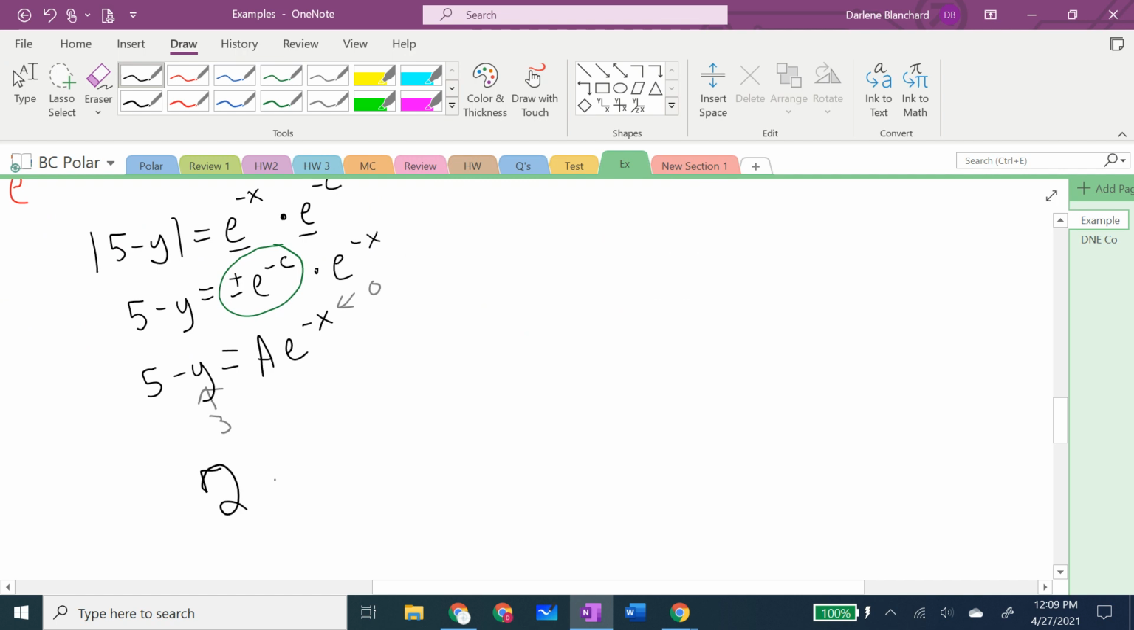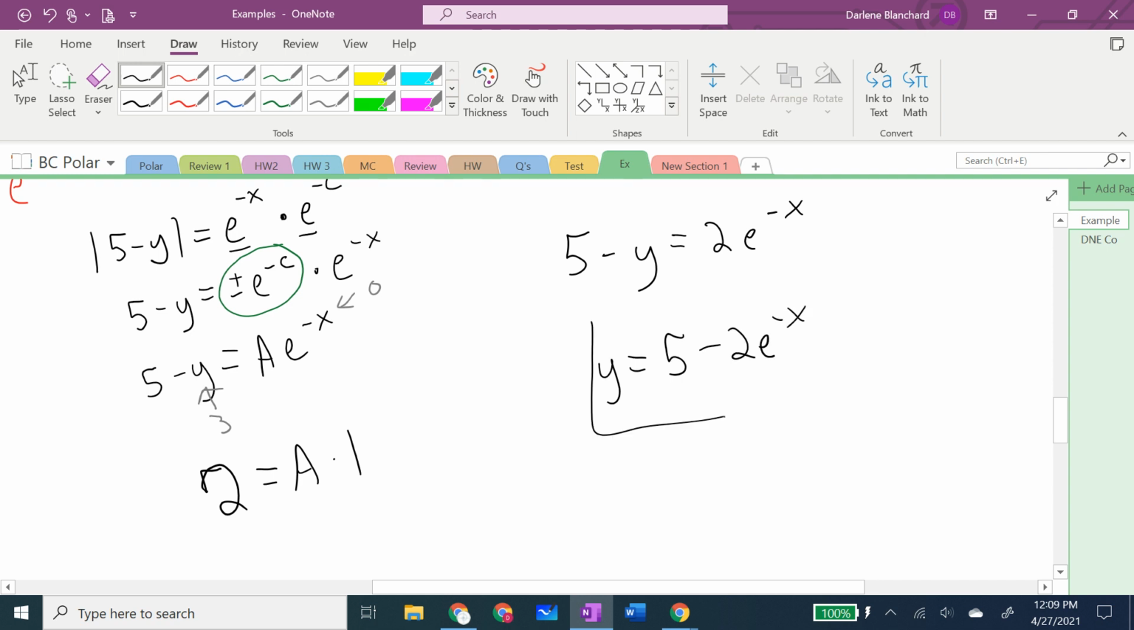So 5 minus 3 is 2. e to the 0 is 1. A is 2. The multiple choice problem that I based this off had a little bit more algebra, but not enough to worry about. Isolate the y. So I'm basically changing sides and going y equals 5 minus 2e to the negative x. So be ready to go with that type of a problem.